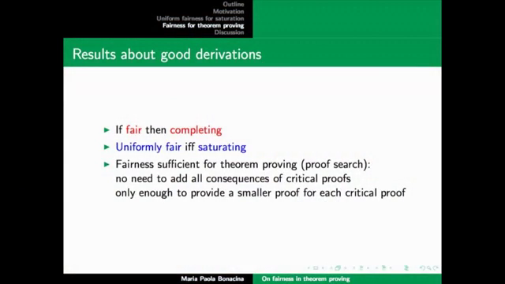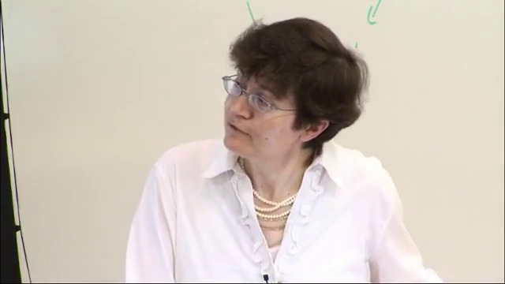So we show that if the derivation is fair, then it is completing, which means the limit is complete. The derivation is uniformly fair if and only if it is saturating. So it gives saturation, and if there is a saturation in the end, it must be uniformly fair. That's an if and only if. And fairness is sufficient for theorem proving, for proof search rather than saturation. Essentially, it is not necessary to add all consequences of critical proofs, but just enough to provide a smaller proof for each critical proof.